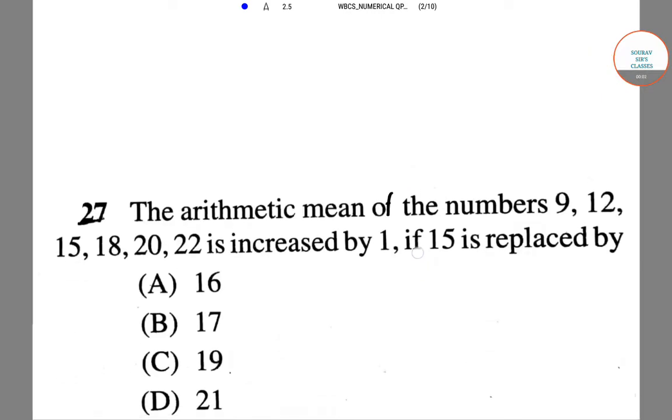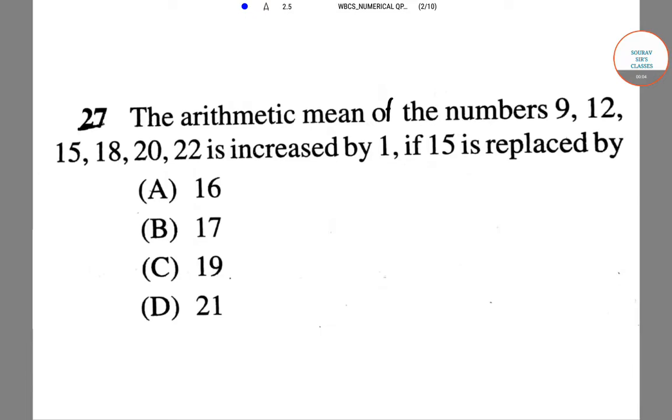Hello, today we'll be doing question number 27. So in this question number 27, it has been said that the arithmetic mean of the numbers 9, 12, 15, 18, 20 and 22 is increased by 1 if 15 is replaced by 16, 17, 19 and 21. Okay, so let us proceed.